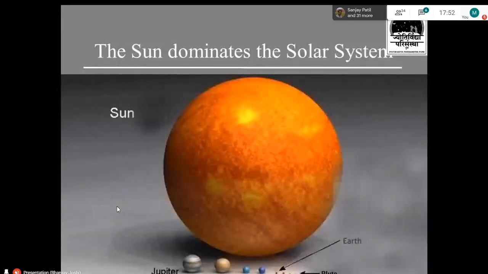So this is a relative scale. This is rather a scaled model, and as you can see in the background, the Earth is merely a dot in front of the sun. It is rather so minuscule that it can, of course, be ignored. The sun is so huge and it dominates the entire solar system.